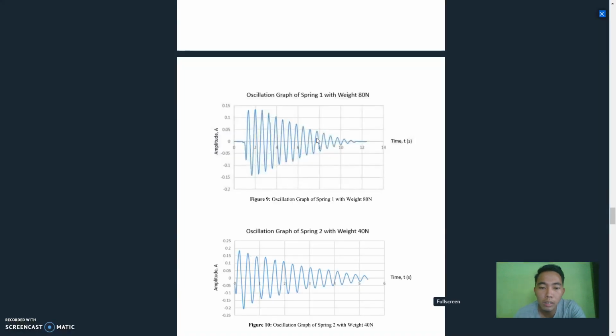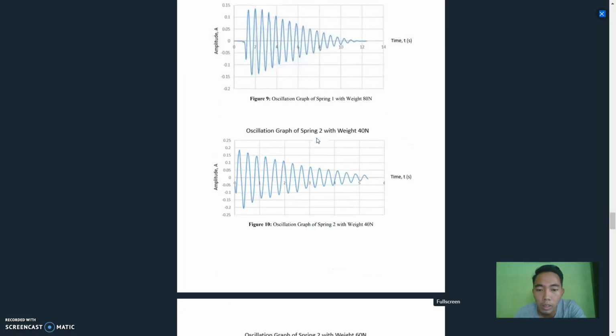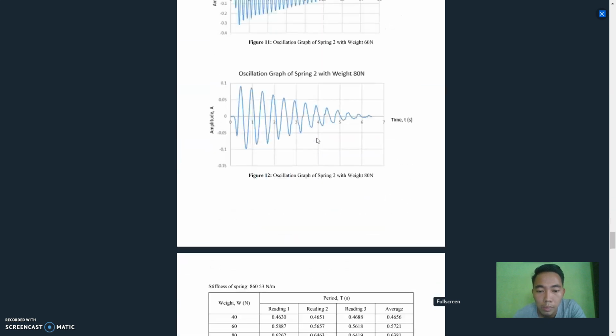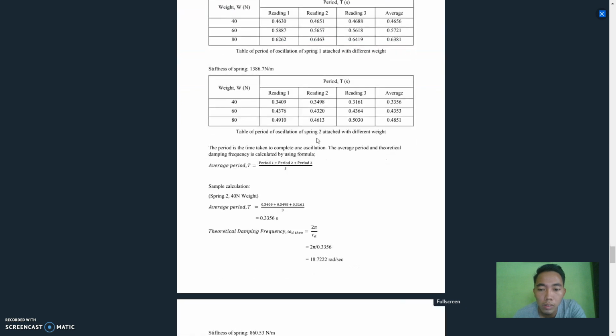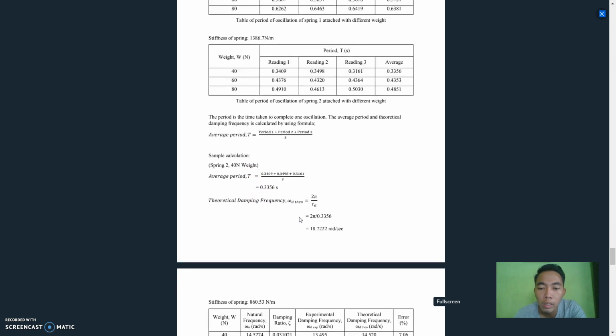Back to the slide. Okay, now after that we will go to the stiffness. This is the graph. Okay, this is the period, how we define the average period. The three readings here divide by 3, and then we get the true value for the period one.